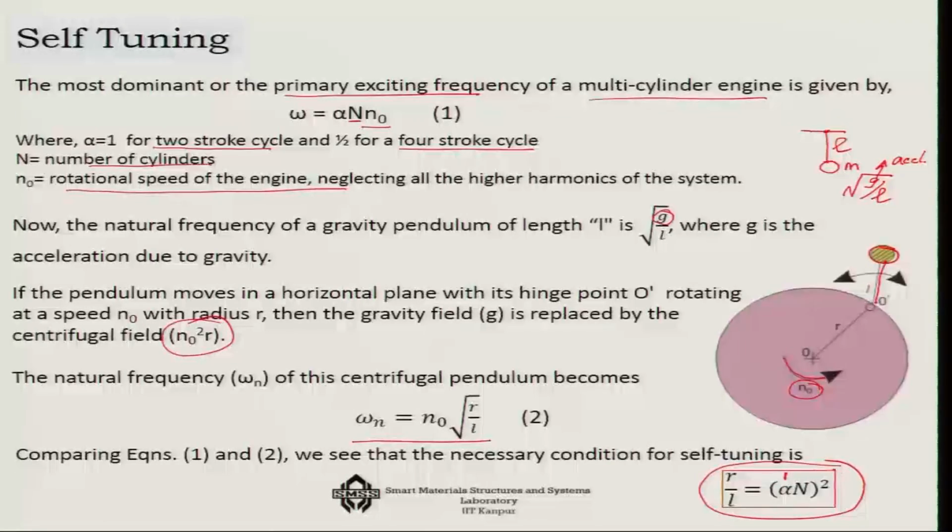So, that means r by L is actually known to you, and r is also known to you, the radius of this cylinder where this thing is happening. So, it is only the choice of the length, and you can find out the length from this equation, and then irrespective of whatever the frequency of excitation is, this system will always remain tuned. That is the beauty of the self tuning system.